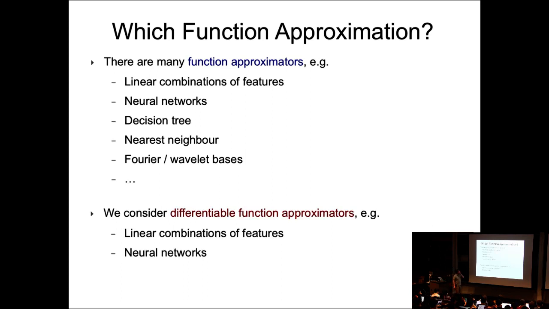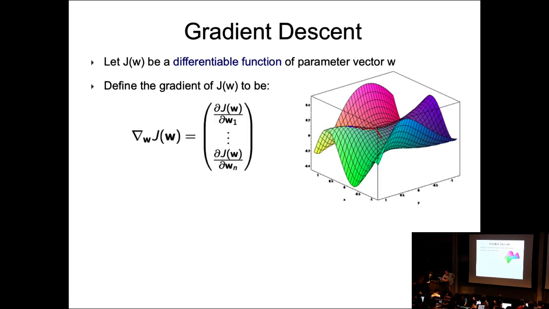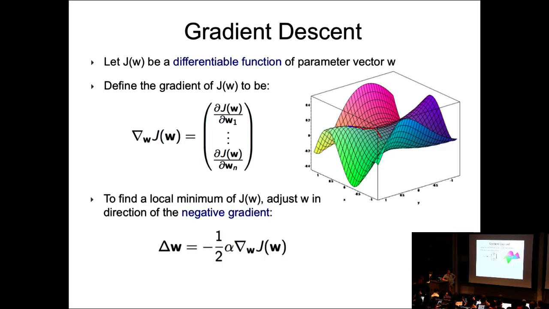Now, in this class, we're going to be considering differentiable function approximators, right? For example, we can look at the linear combination of features and optimize for the weights of the linear combination. And we're also going to be considering neural networks, okay? Let me just step back a little bit and remind you of gradient descent. So let J of W be a differentiable function with respect to some parameter vector W. And we're going to be defining our gradient, just for notational purposes, to be the gradient of this objective with respect to weights W, right?